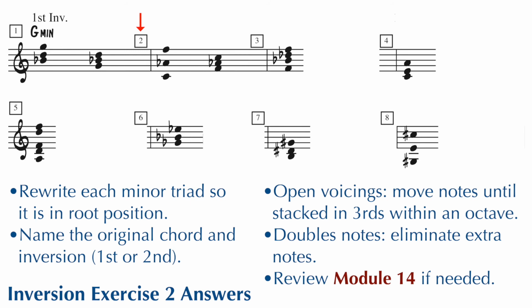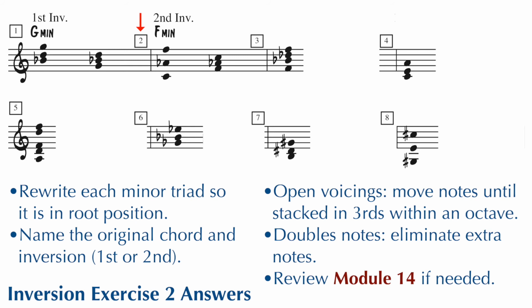Number 2 is an open voice chord. I'm going to take the upper F, move it down an octave, and take that lower C and move it up an octave. Now everything is stacked in thirds, F, A flat, C. It's an F minor chord, originally in second inversion because the C, the fifth of that F minor chord, is in the bass.